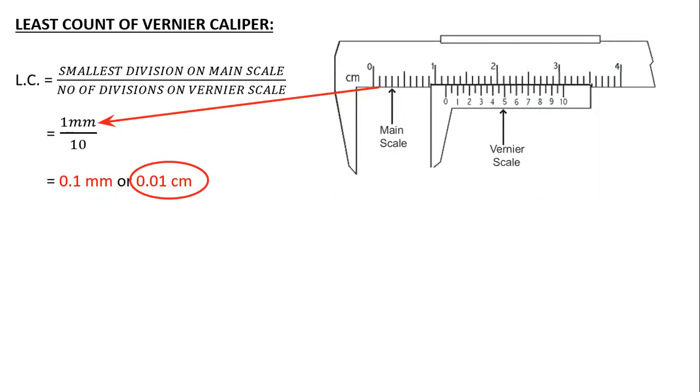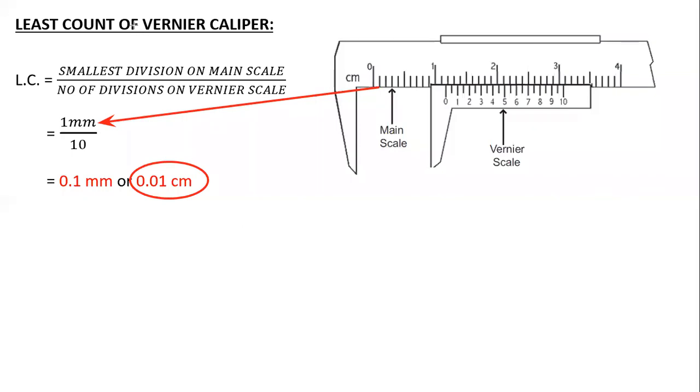Yeah, Arav, what are you exactly asking? Sir, on the vernier scale between two markings, there is a 0.9 millimeter gap, no? Between two markings? Yeah, you can say it is 0.9. Thank you, sir. You're welcome.